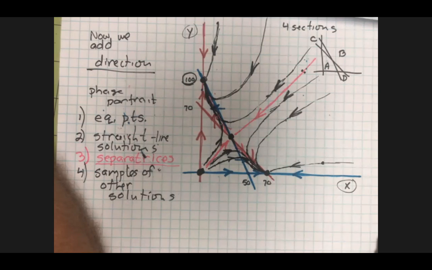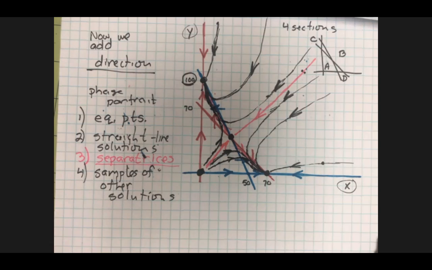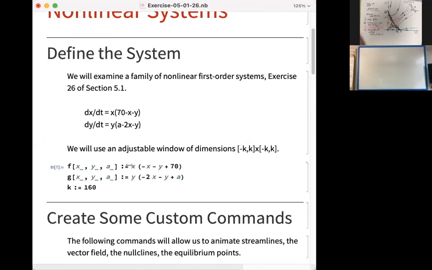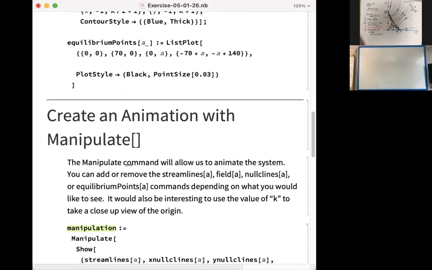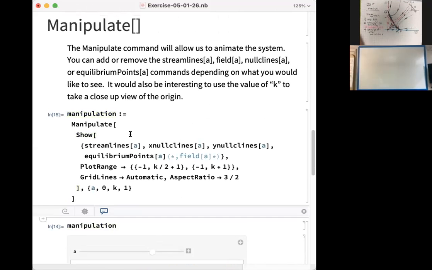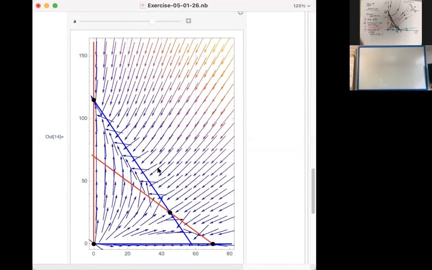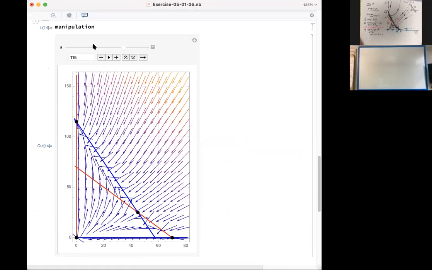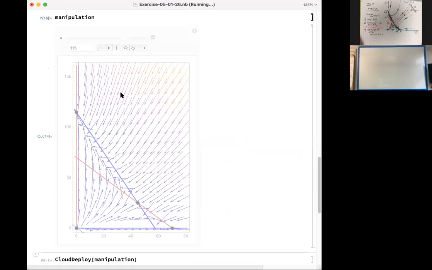I want to show you some features here. Let me make sure. Yes, somehow I've been turned off from that, so let me share again. My fault, I may have goofed that up. So input the system, create functions, and now I'm going to manipulate the system. Maybe I resized the window and that caused a problem. Okay, let's look at this manipulation with the streamlines again. There we go.